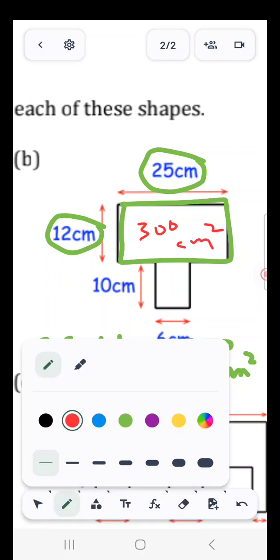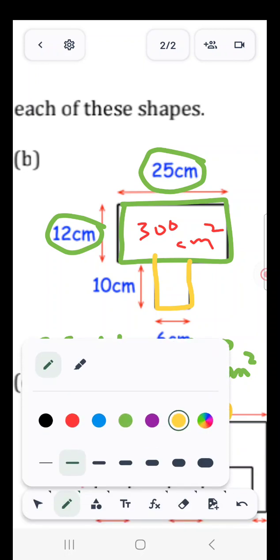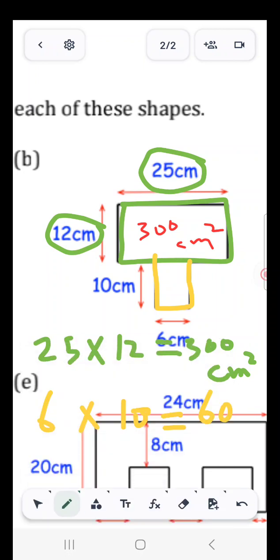Now what about the bottom one? Let's talk about the bottom rectangle of the same compound shape, because compound shape means the joining of more than one shape. Its width is 6 and its length is 10. Alternatively, you can say one of the lengths is 10 and the other length is 6. 6 times 10 should be 60. So I have just got its area as 60. I'm going to write it inside the rectangle for your better understanding.